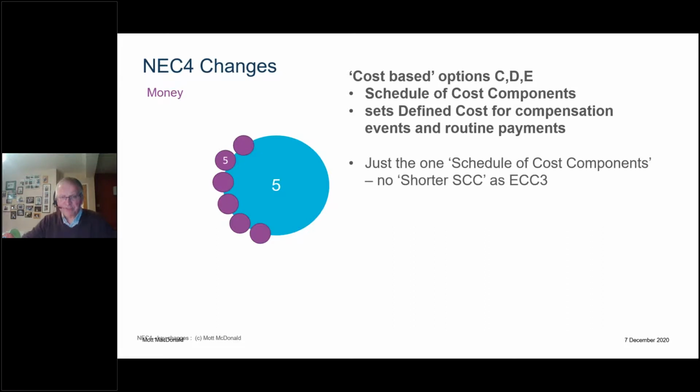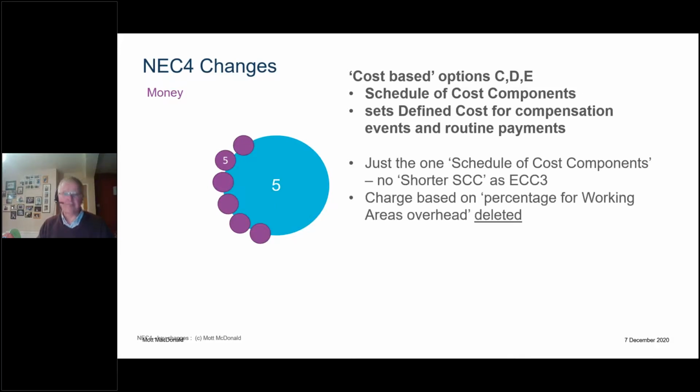Simple difference. We've only now got the one schedule of cost components. In NEC3, it looks crazy now, but we used to also have a shorter schedule, which was used only for compensation events and only by agreement. Horrible, horrible additional complexity. Now, simply one schedule of cost components, a good thing.